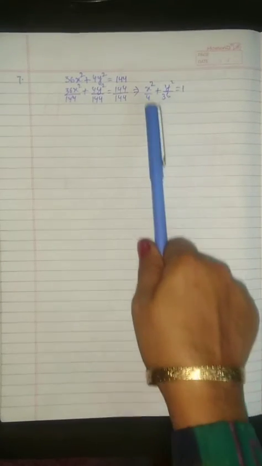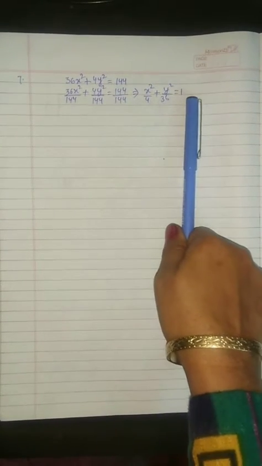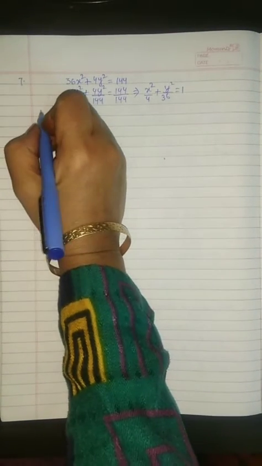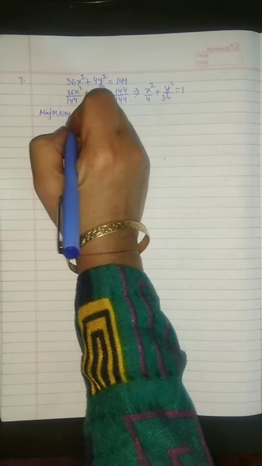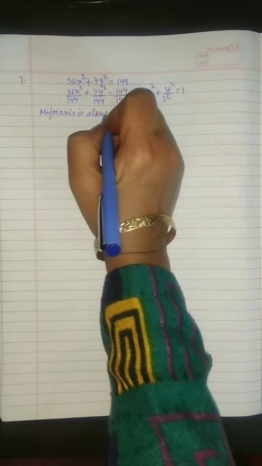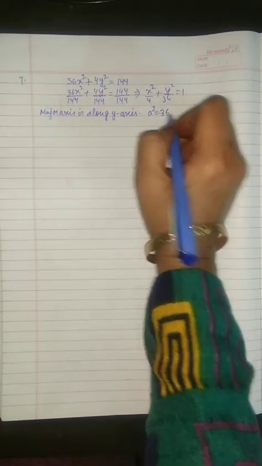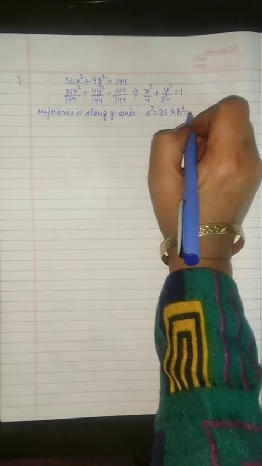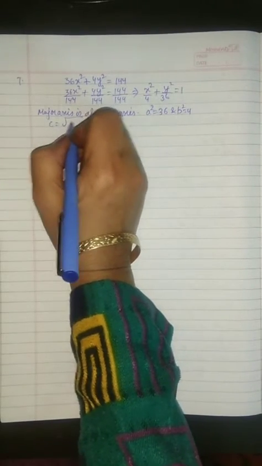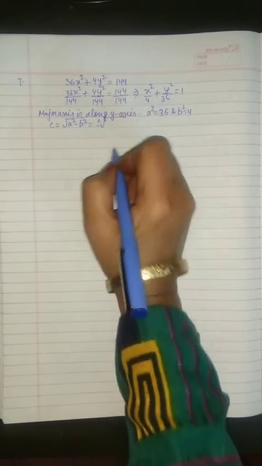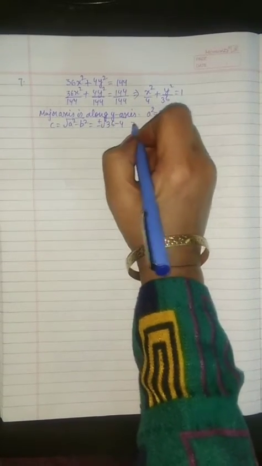Now we can compare this equation with the standard equation of ellipse, x square upon b square plus y square upon a square is equal to 1. Here the major axis is along y axis. So we will write major axis is along y axis. So a square is equal to 36 and b square is equal to 4. Now c is under root a square minus b square, which is equal to plus minus under root 36 minus 4.